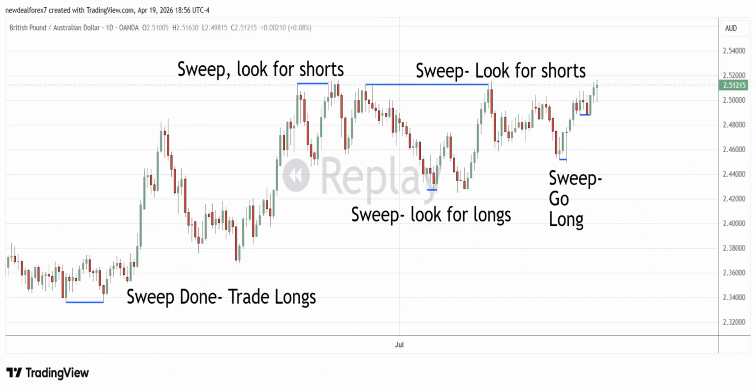So, once again, here's another chart. This is a daily. Sweep is done, trade longs. Sweep is done, go short. And here's another sweep, go short. Here's another sweep, possibly go long. Here's another sweep, maybe go short. Here's another sweep, maybe time to go long. Here's another sweep in the same direction. I might need to go long again. That's it. But they just wait. That's all they're doing.